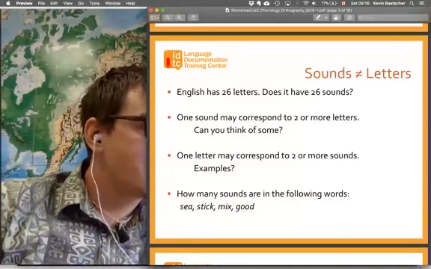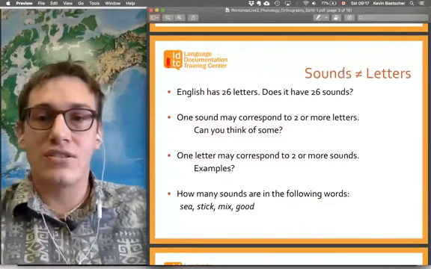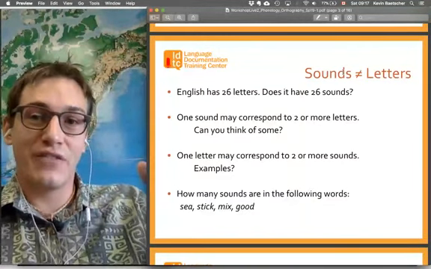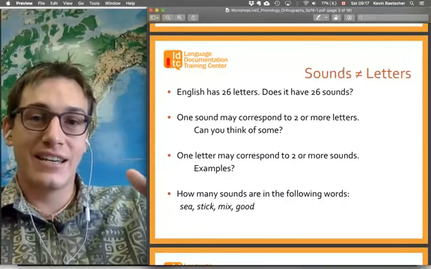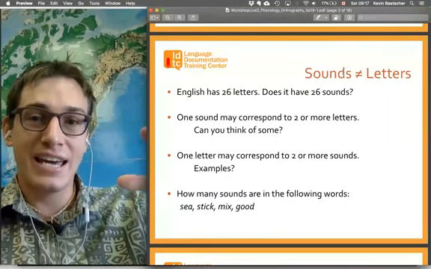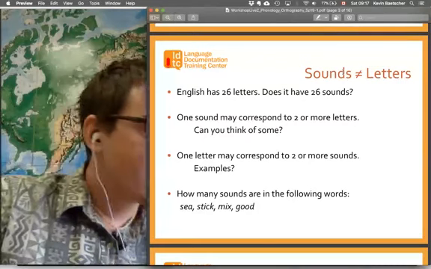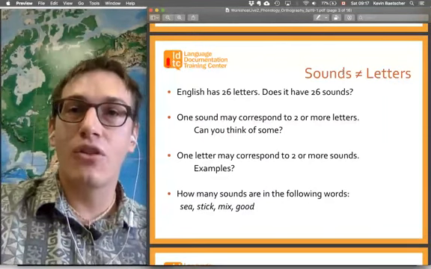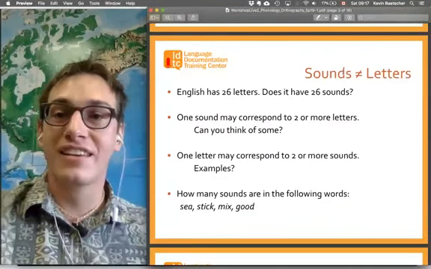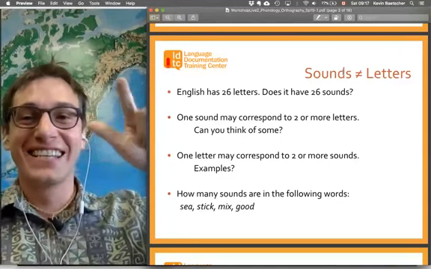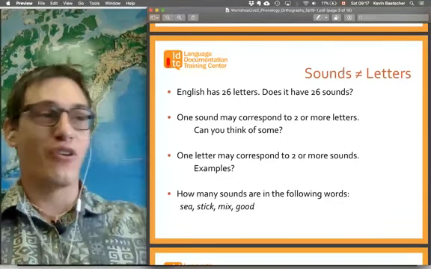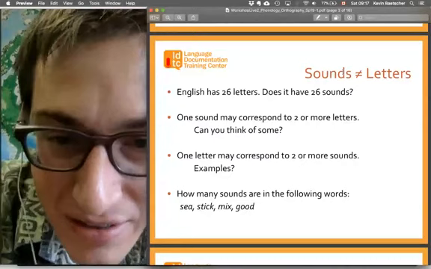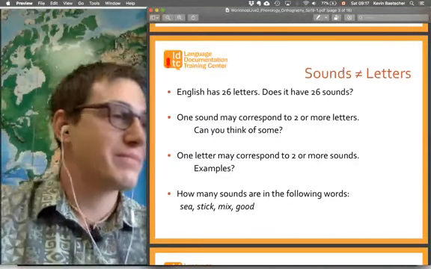But then stick, 4 sounds. What are the 4 sounds? S, as in C, the first one is the same, right? St. So the T is the second one. I, K. I count 3. Oh no, 4. That's right. Sorry, it got me confused. So you got S, T, I, K. 4, right? How many letters? 5. So that's another mismatch there, right?